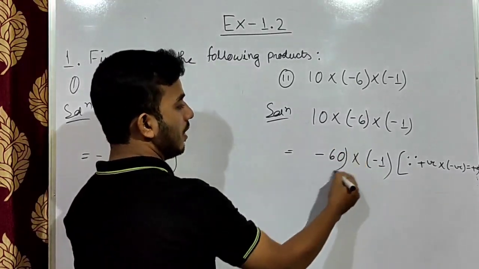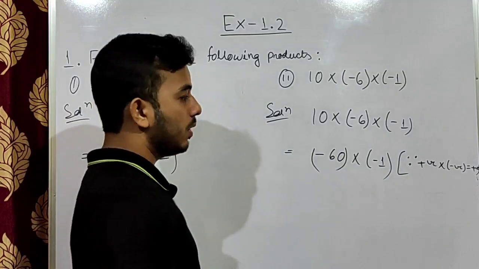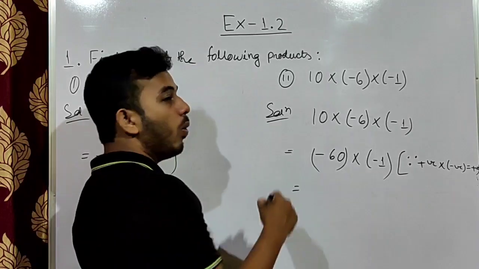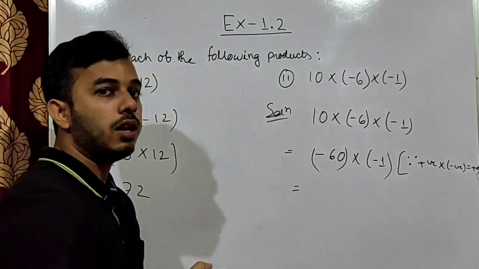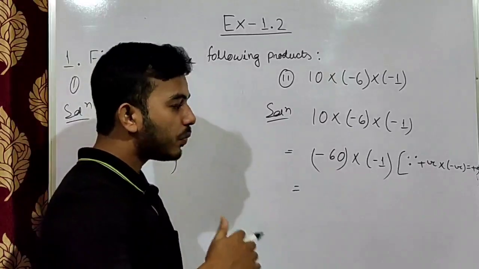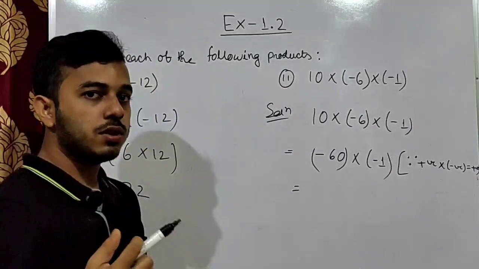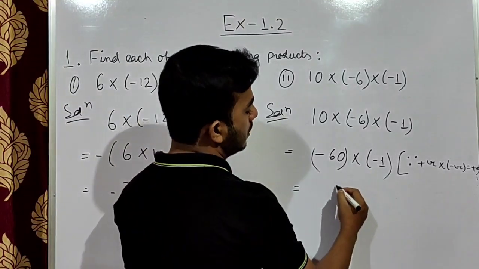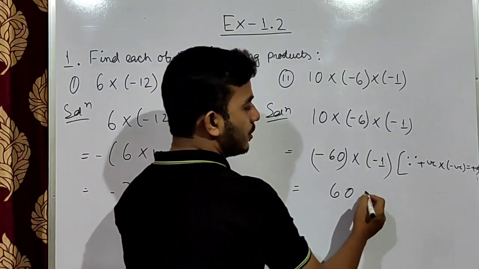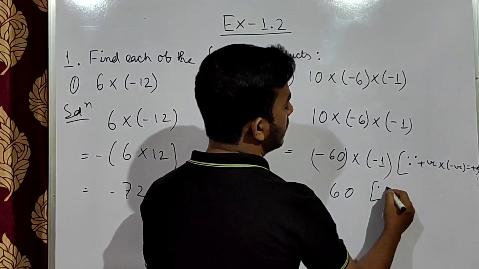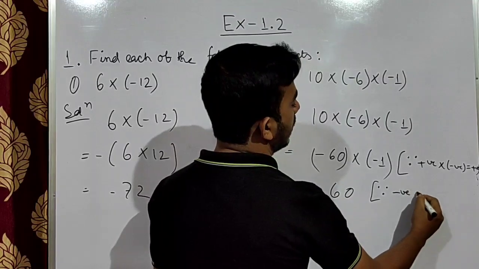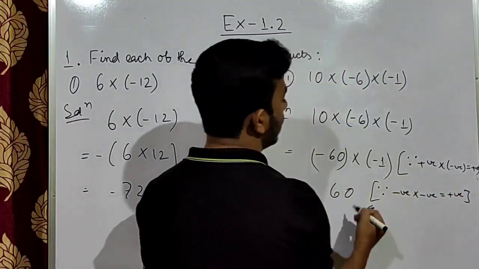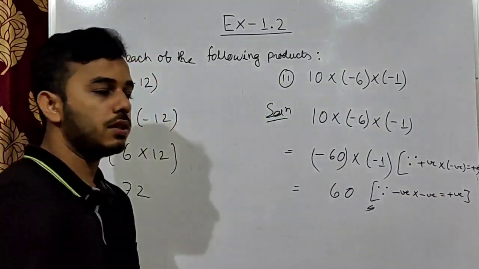Okay, our next will be what? Now we have both numbers which are negative. Look here, minus 60 and minus 1. So as per rule 1, the product of two integers with the same sign is always positive. So our result will be 60, and the sign will also be a positive sign. In bracket we will write since negative into negative equals positive. So this is our required answer. This is very easy, right?